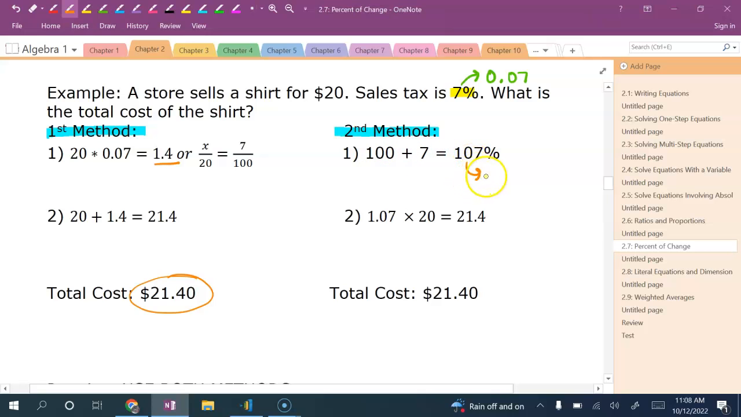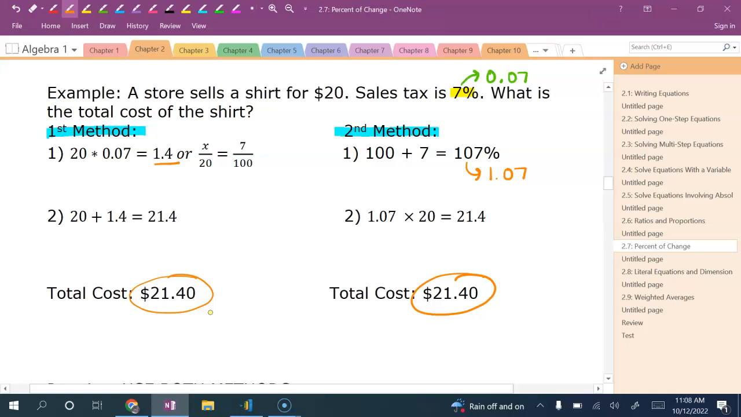but still we would want to make sure that we write that as a decimal, so it would be 1.07. So it looks similar to the tax that I had up above, but it just has a 1 in front. And then you take that 1.07 times the cost of the shirt, 20, and I got 21.4, which is still $21.40. Either method works and is acceptable to use.